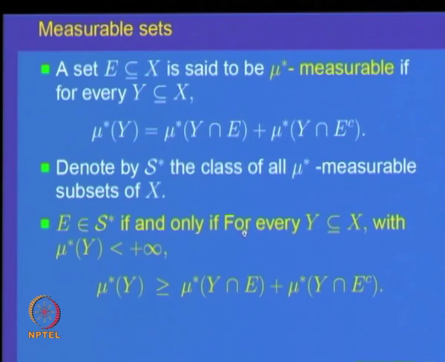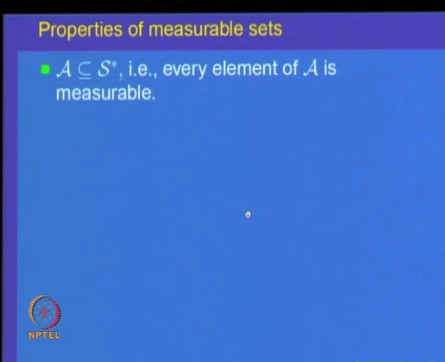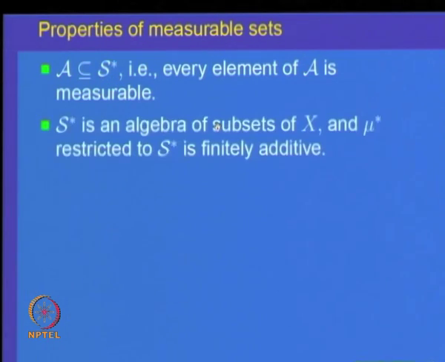So, this condition we will use whenever required, and the first observation that we proved last time was, with A the given algebra on which the measure is defined, that every element in the algebra is also a measurable set. So, A is a subset of S star.